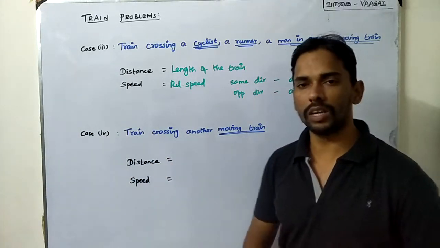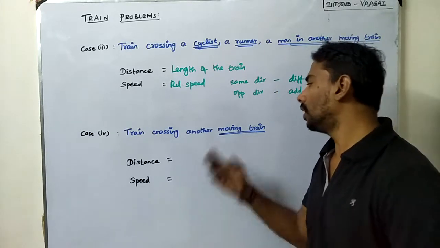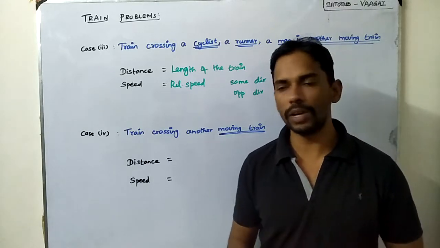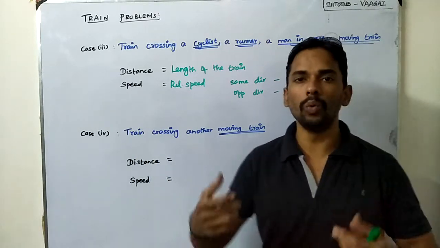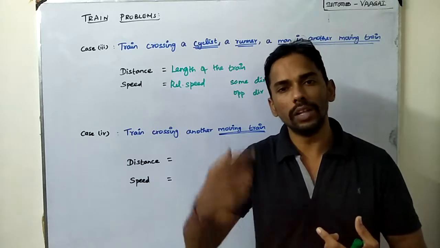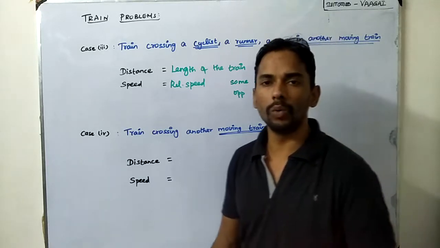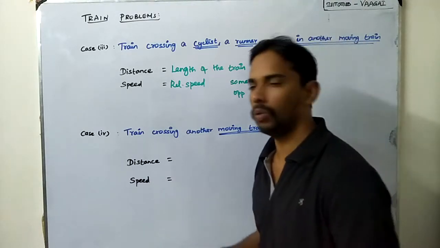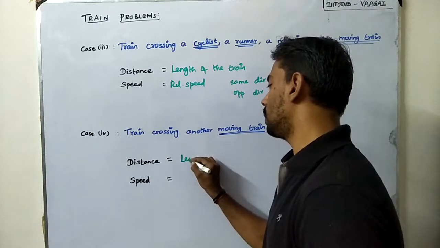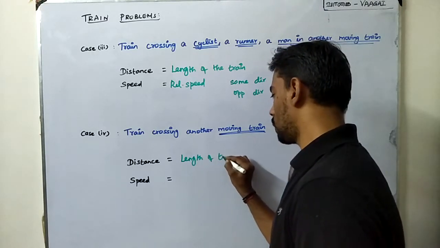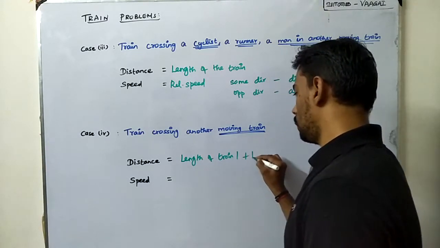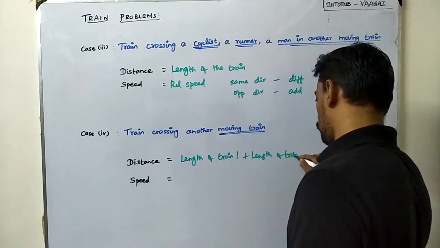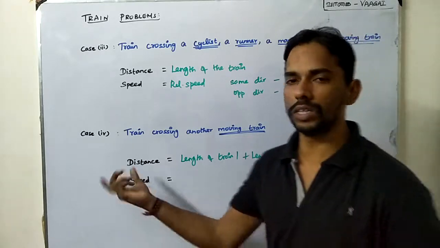And next, the last case, the 4th case, a train crossing another moving train. So what about the distance here? Because we have 2 trains, we have lengths for both the objects, so we take the addition of both the trains' lengths. So distance will be equal to the length of the first train, train 1, plus the length of the other train which is going to be crossed, train 2. This is what will give us the distance covered.